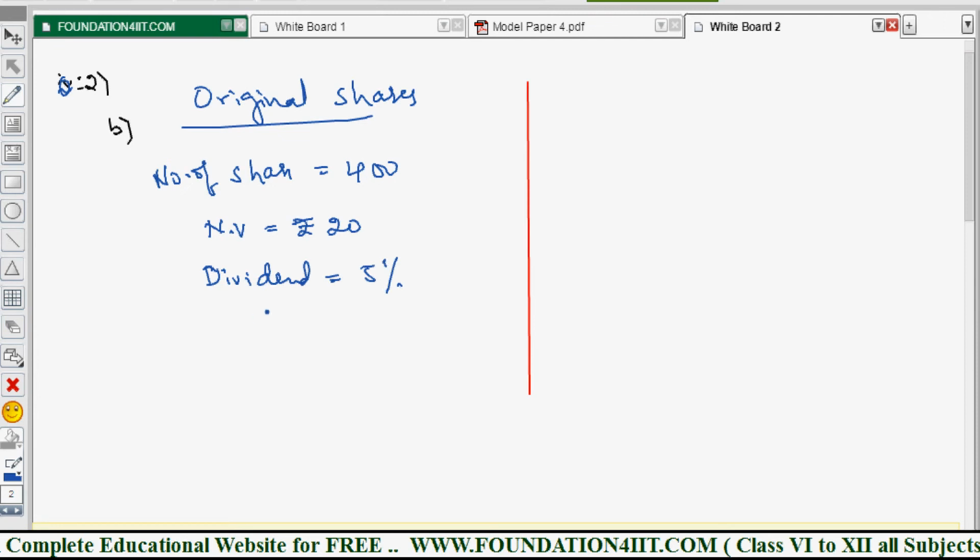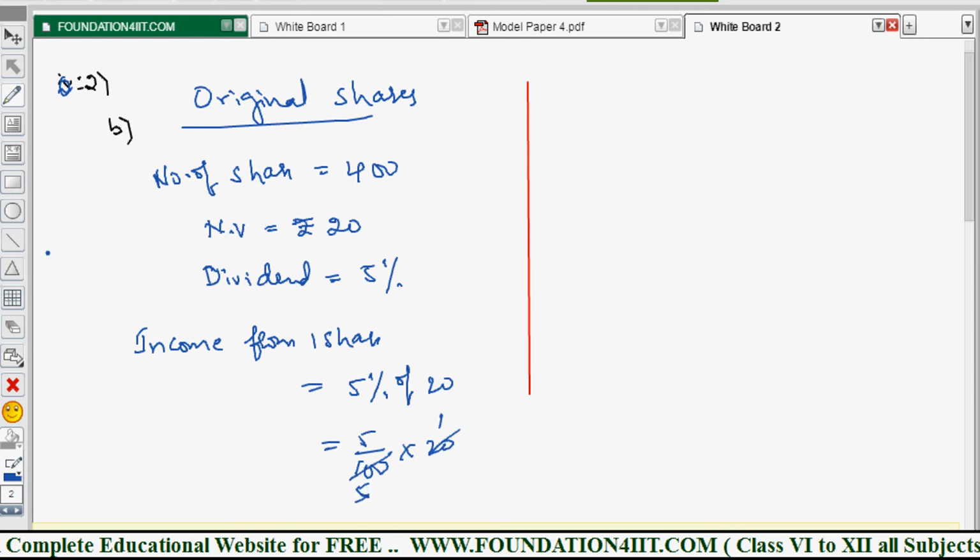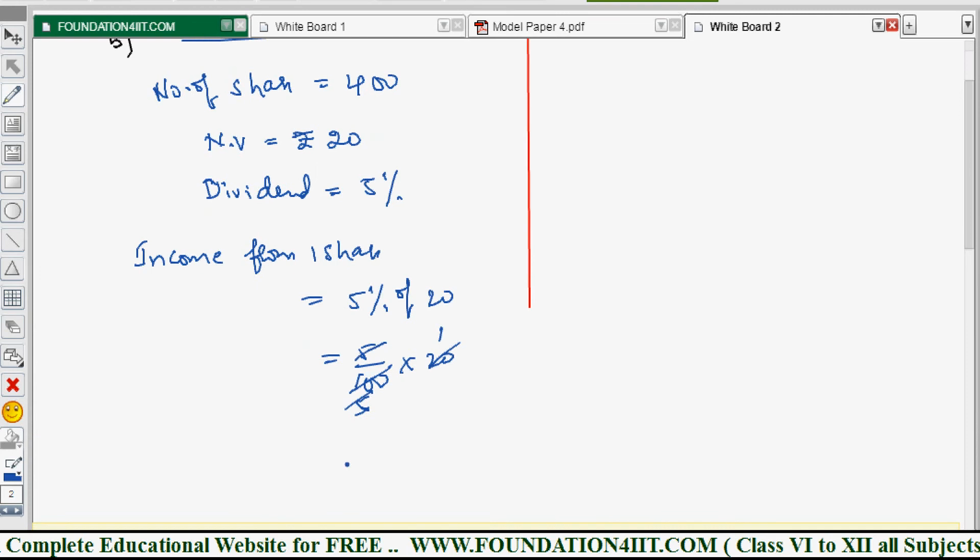Then we can find out the income from one share, because we know the nominal value and dividend. Dividend is always calculated on the nominal value to get the income. Therefore, income from only one share is 5% of the nominal value. So 5% of rupees 20. So 5 by 100 into 20. So 20 ones are 20, 5s are 100. Again 5 gets cancelled. So rupees 1. So the income from one share is 1 rupee.